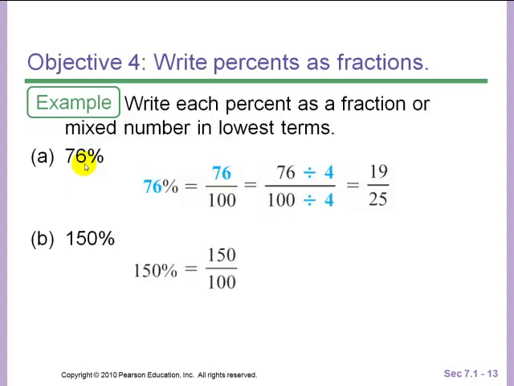150% is 150 over 100. Divide top and bottom by 50, and we get 3/2, or 1.5. Again, I will accept either, but read the directions in MyMathLab.